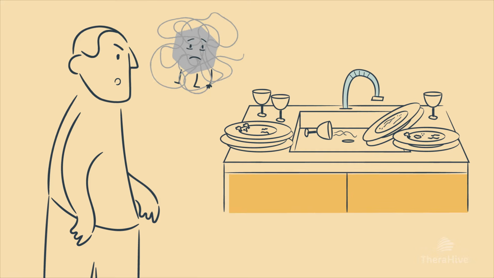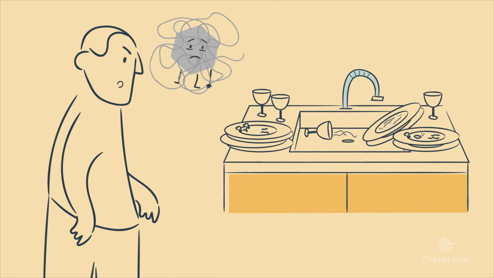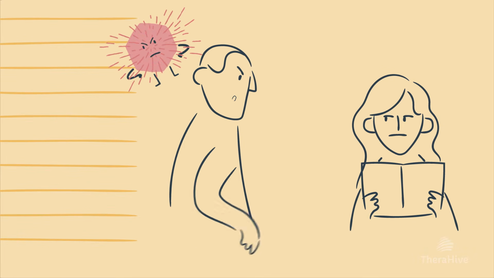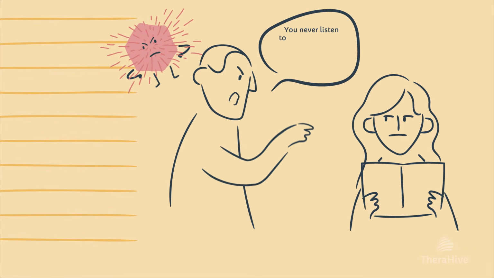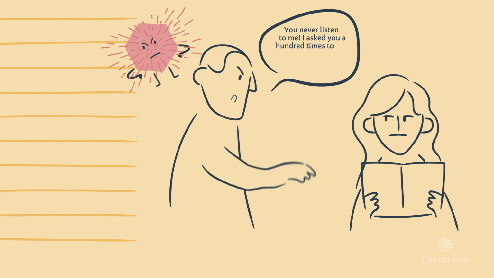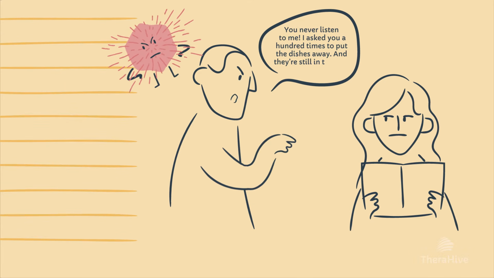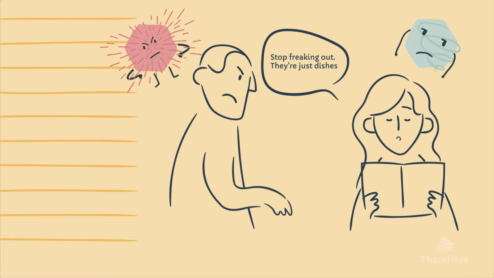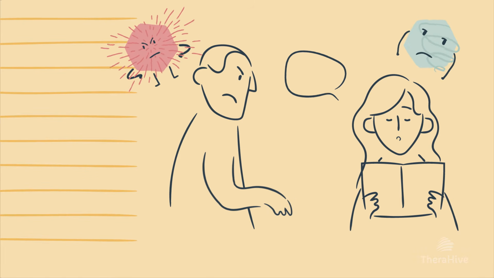Alex had earlier reminded Molly 3 times to put the dishes away, and they were still in the sink. Alex ran upstairs to their bedroom and started yelling at Molly. "You never listened to me. I asked you 100 times to put the dishes away, and they're still in the sink."